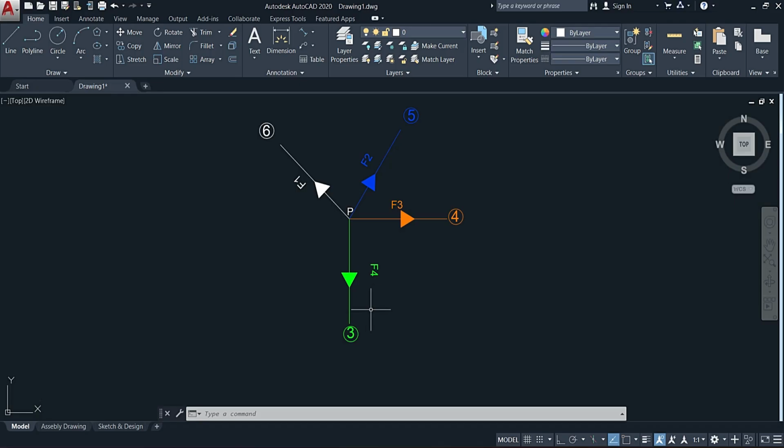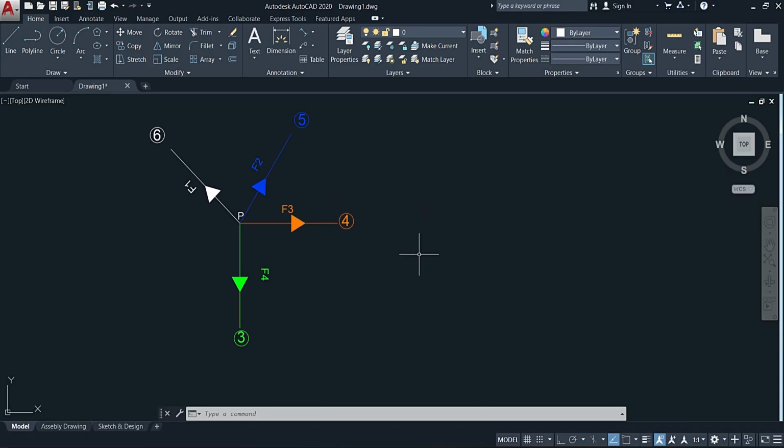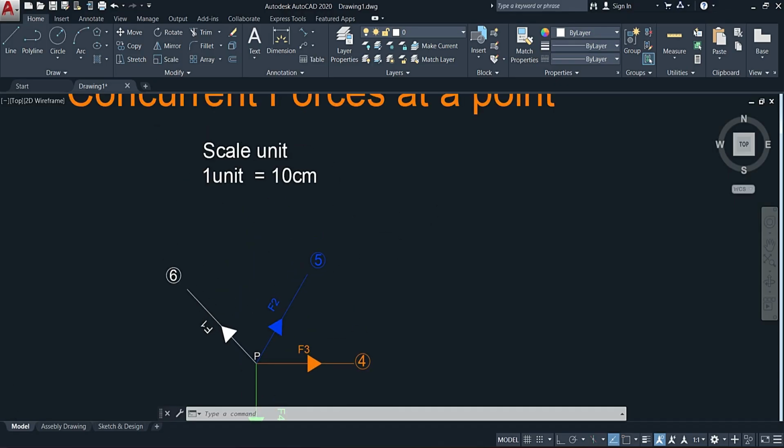Now, how do we resolve the forces? We're going to be using the graphical method today, and the graphical method is using the vector polygon diagram. But before we get into things, we need to select a suitable scale. Now, what is this scale used for and what does it mean?